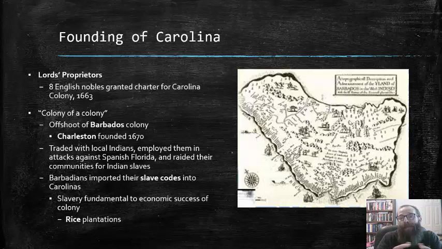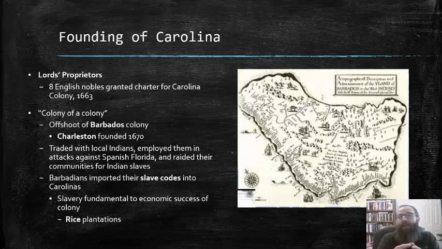Many of the Barbadian colonists immigrated into the Carolinas in the late 17th century. The city of Charleston was founded in 1670, and the primary economic activity at the time revolved to a large degree around that trade with local Indians, much as it had been in many other colonies, especially in their early existence. They also employed these Indians in attacks against Spanish Florida.